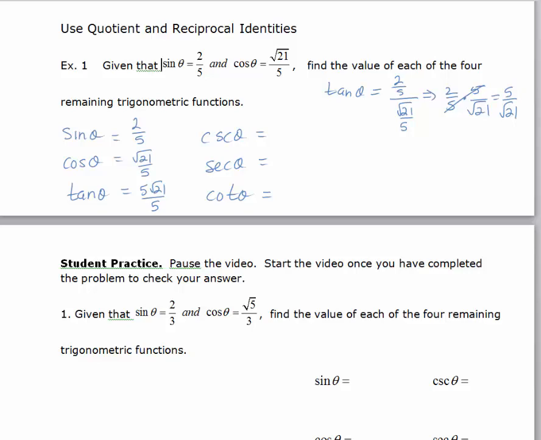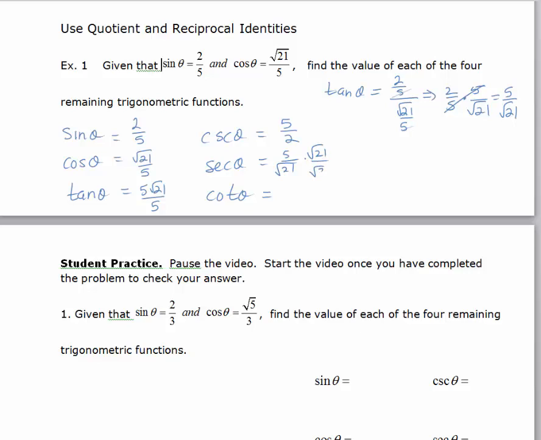And notice a fast way of doing this: when you divide a numerator by a denominator, and they're both fractions, if the denominators are the same, they're going to end up canceling out. So you could do that right here and say, oh, that's 2 over the square root of 21. The cosecant is just the reciprocal of the sine, so 5/2. The secant is the reciprocal of cosine, 5 over the square root of 21.